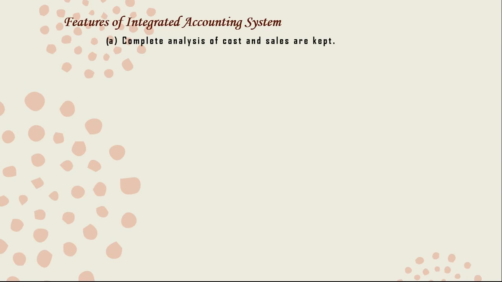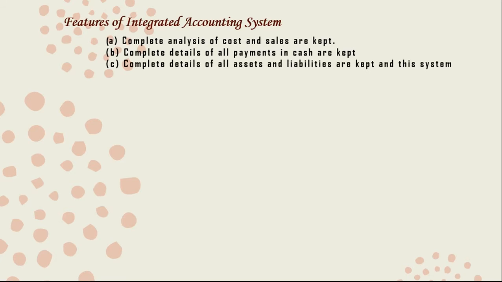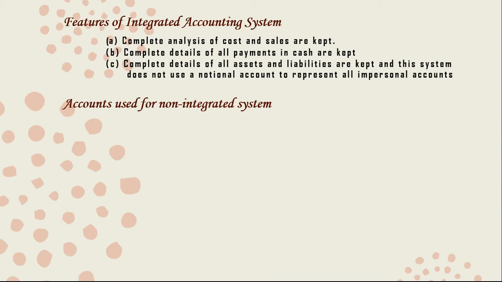Features of integrated accounting system. A. Complete analysis of cost and sales are kept. B. Complete details of all payments in cash are kept. C. Complete details of all assets and liabilities are kept, and the system does not use a notional account to represent all impersonal accounts. In non-integrated system, a cost ledger control account or general ledger adjustment account is used in cost ledger. In this system, general ledger adjustment account is eliminated and detailed accounts for assets and liabilities are maintained.